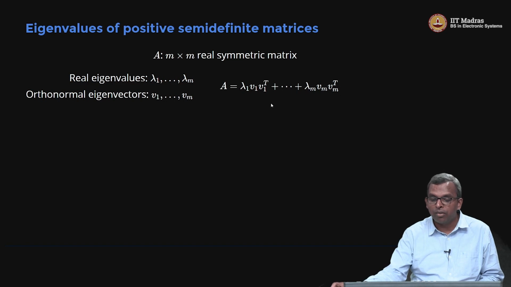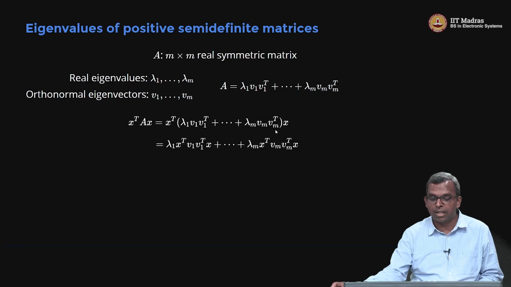Okay, so now when is this going to be positive semi-definite? Let's do x transpose Ax. If you do x transpose Ax, notice what you get here. It's x transpose times this matrix A times x. Now I can push the x transpose and the x inside. So for each term I get x transpose v1 v1 transpose x. Now again you use this same thing. Notice that these two are actually equal.